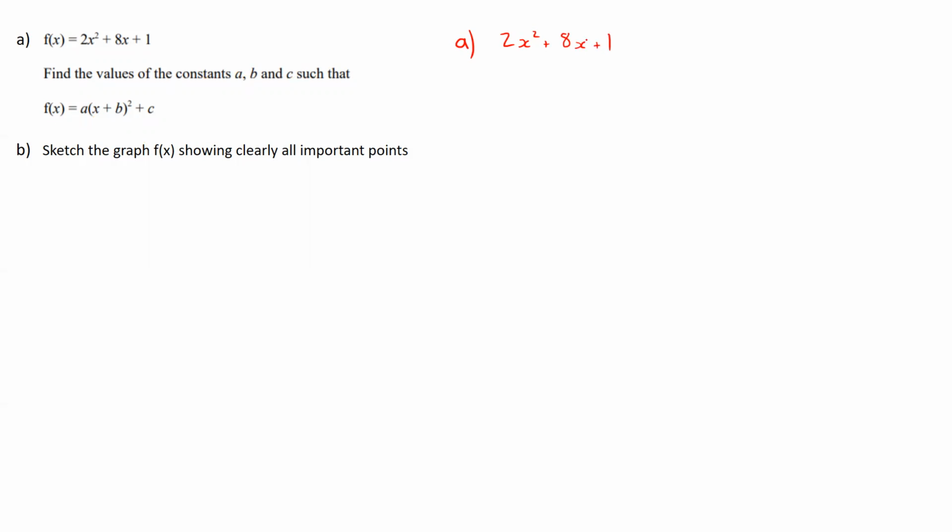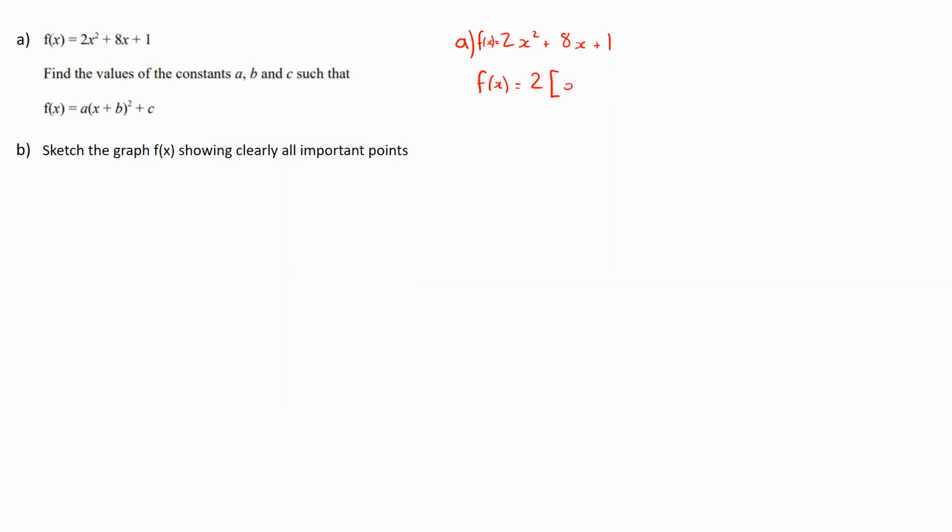For completing the square, I'd be looking at, can I factorize that 2 out of every single term? If not, then we're just going to factorize it out of the first 2, and we'll complete the square. So f of x is equal to 2, open up the big bracket. I'm going to use square brackets just to emphasize this throughout the video.